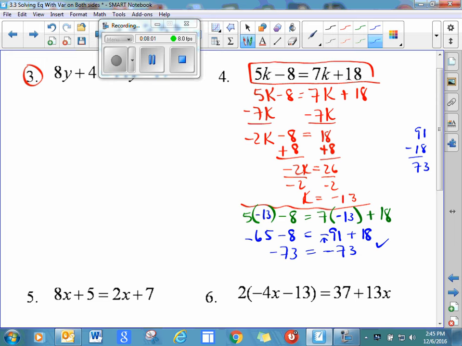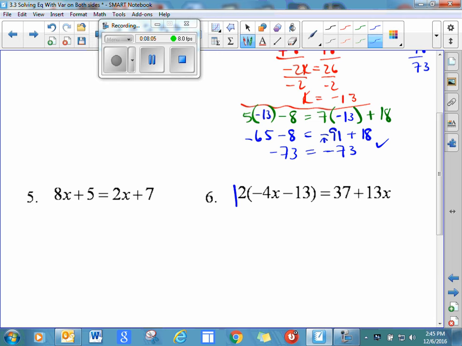Okay, let's see. I'm going to skip number 5. I do want to go down here and do this one that does have distribution. So this is the first one that we've done that has distribution as well as variables on both sides of the equal sign. But all we're going to do is distribute first. That's the first thing that we look for. So I'm going to go ahead and do the distribution. Minus 8x minus 26.